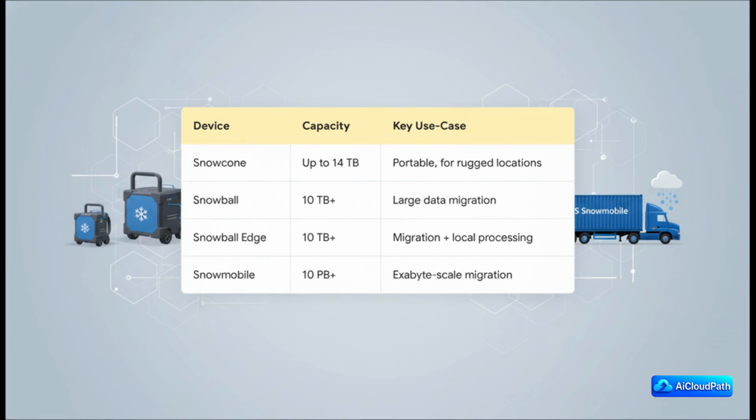And that is exactly why the AWS Snow family exists. These are actual physical devices that AWS ships right to your door. You plug them in, load up your data, and ship them right back. They come in all sizes, from the Snowcone, which is this rugged, backpack-sized thing, all the way up to the Snowmobile, which is, and I'm not kidding, a semi-truck for moving exabytes of data.